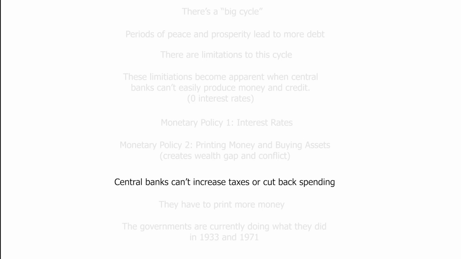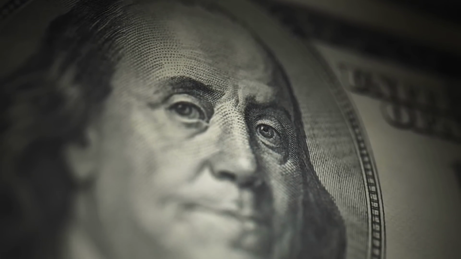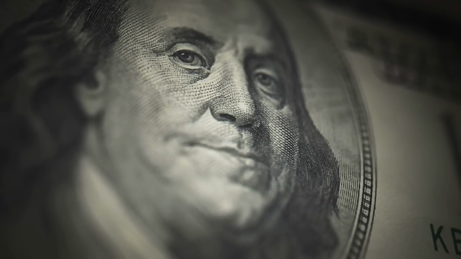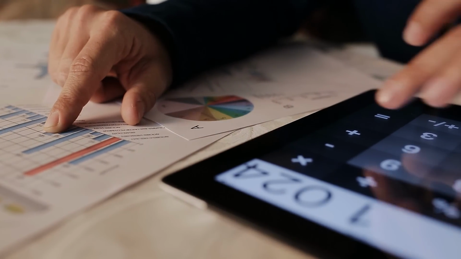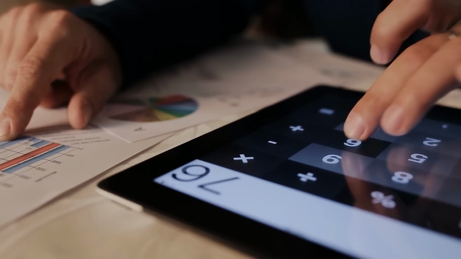The reason for this is because the last thing you want to do in a recession is take more money out of the economy, which is what taxes do. You want as much money flowing as possible to give the economy the best chance at coming back. Let's put it like this. Imagine if you were just getting by right now, and you were just making your monthly payments.